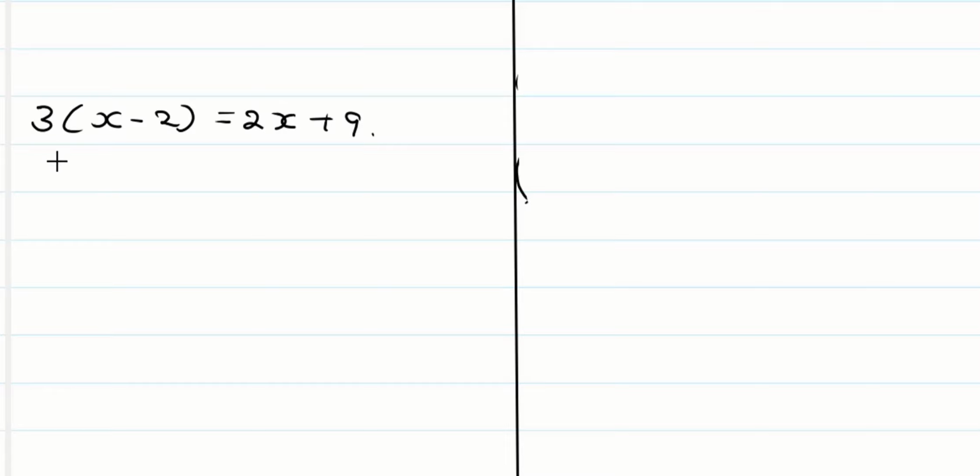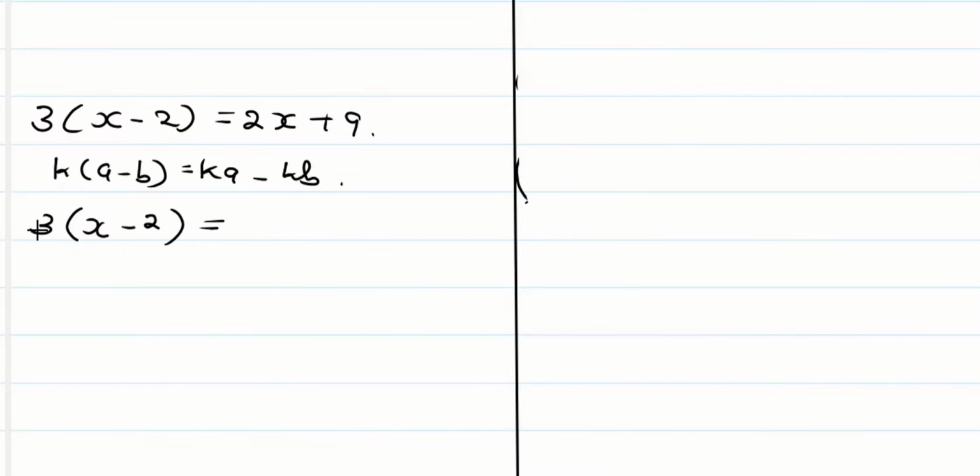First step is to expand the expression on the left side, and in this case, we can use this formula. If we have k into a minus b, then the expansion becomes k multiplied by a, which is ka, minus k multiplied by b, which is kb, like that. So in our case, 3 takes the place of k, x takes the place of a, and 2 takes the place of b. So now it becomes 3 multiplied by x, which is 3x, minus 3 multiplied by 2, which is 6. That becomes 3x minus 6.